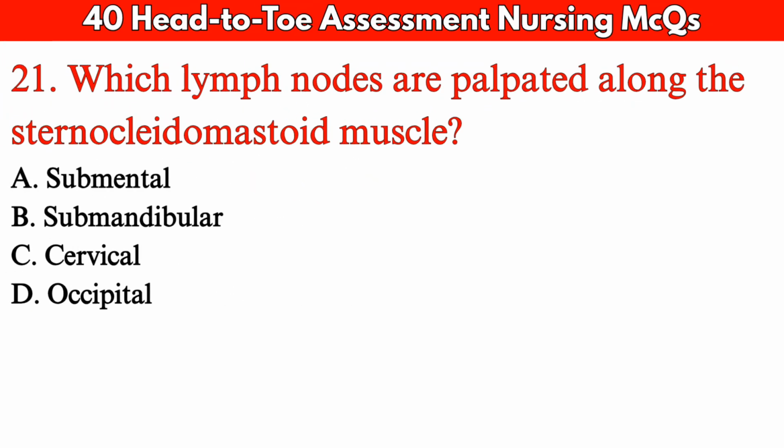Which lymph nodes are palpated along the sternocleidomastoid muscle? A. Submental, B. Submandibular, C. Cervical, D. Occipital. Correct answer C. Cervical. The cervical lymph nodes run along the sternocleidomastoid muscle in the neck and are routinely palpated during head and neck assessment. Submental nodes are under the chin, submandibular nodes are under the jaw, and occipital nodes are located at the base of the skull.